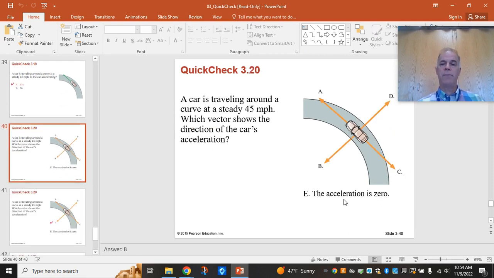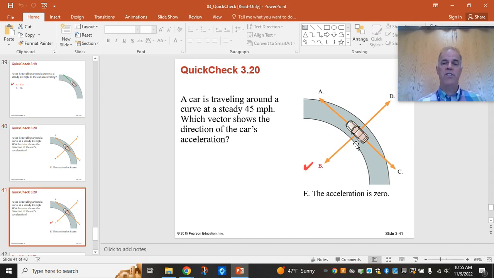This one asks the same sort of thing, but it's asking about the direction of the acceleration. And it might be if the acceleration is 0. Hopefully you know it's not 0. Here's the answer in 3, 2, 1. There it is. This is a centripetal acceleration. The acceleration is toward the center of the circle that it's going around.